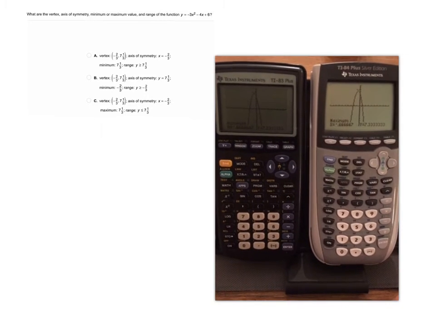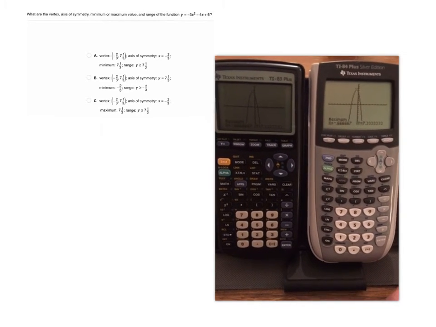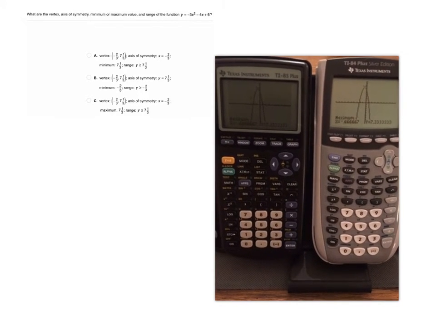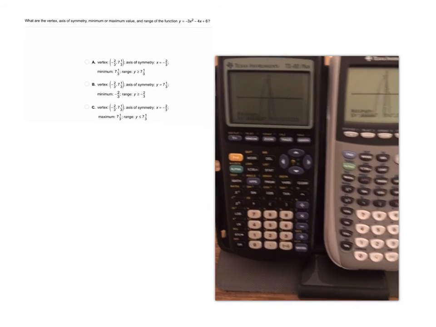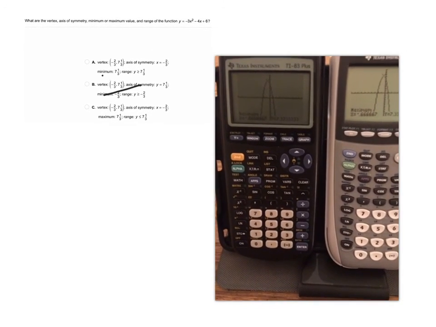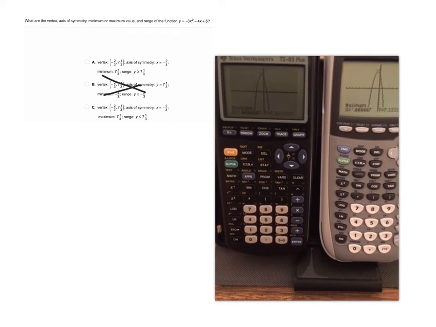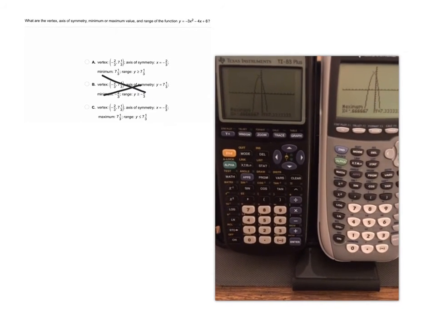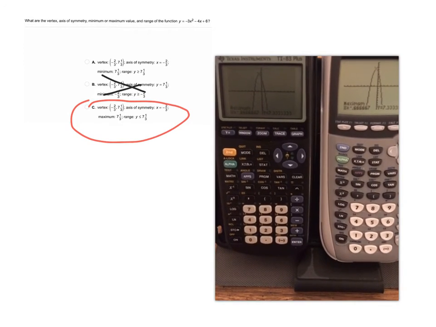If you look at your answer choices, every one of those answers is still in play when it comes to the vertex part. The axis of symmetry is x equals the x value, so it's automatically got to be either choice A or C. Then the maximum value would be 7.3 repeating, and the range would be y values less than or equal to that. So our correct answer here is part C.